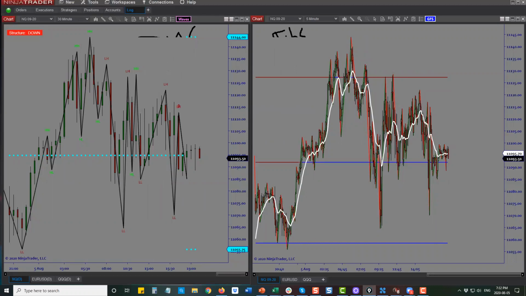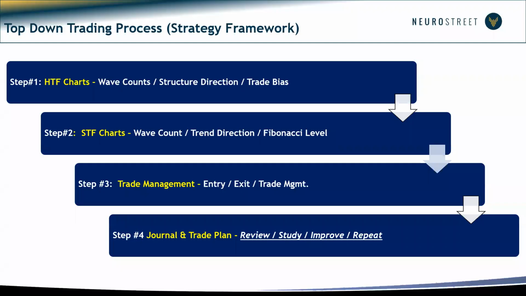Whenever I teach traders how to be efficient in trading, you've got to think in a linear process. The linear process is, we want to look at the higher time frame first and know what our wave count is. I want to know the structure, and I want to know the directional bias of my market, so whether I'm looking for longs or shorts. Then I can move to the smaller time frame. I can look at what my wave count is, and I can also look at what my trend direction is. And then I'll know whether I want to take a fib resistance trade or a fib support trade.